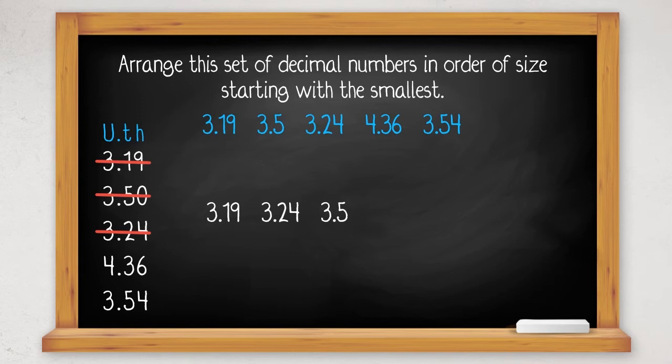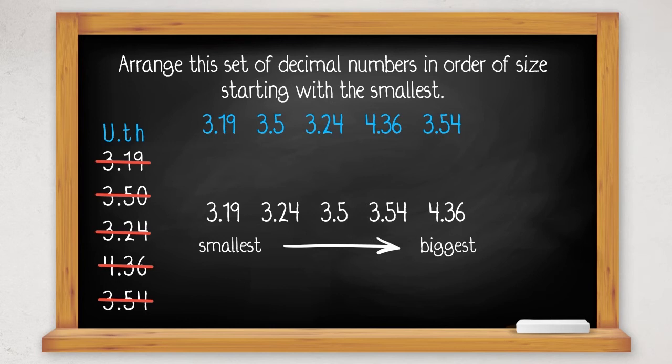There is now just one number left with 3 in the unit column, so we write that one as our next number and cross it out. That leaves just one final number, 4.36. So we have arranged the numbers in order starting with the smallest and going up to the biggest.